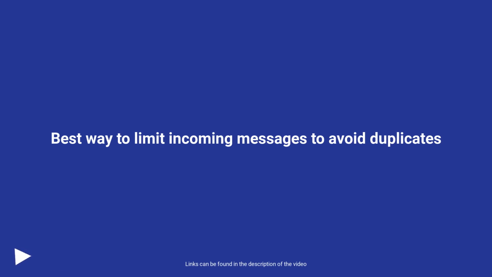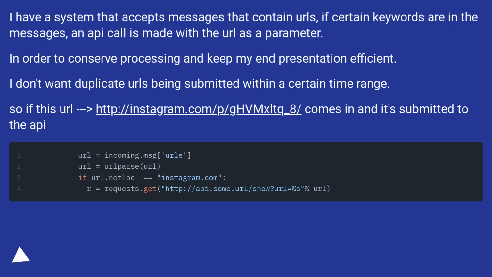Best way to limit incoming messages to avoid duplicates. I have a system that accepts messages that contain URLs. If certain keywords are in the messages, an API call is made with the URL as a parameter, in order to conserve processing and keep my end presentation efficient. I don't want duplicate URLs being submitted within a certain time range.